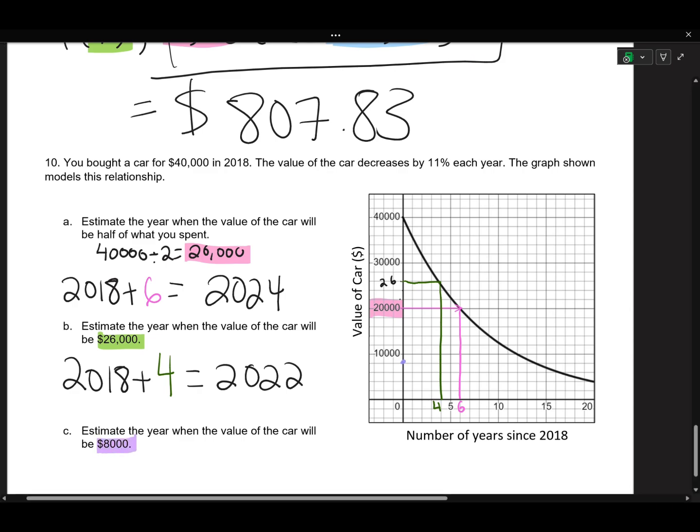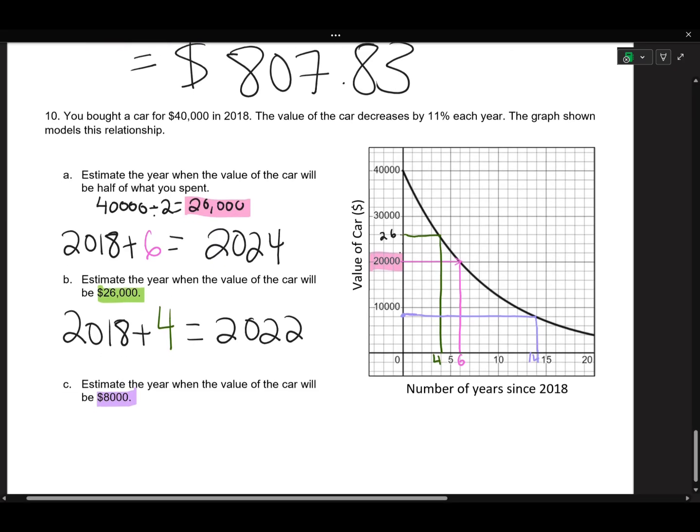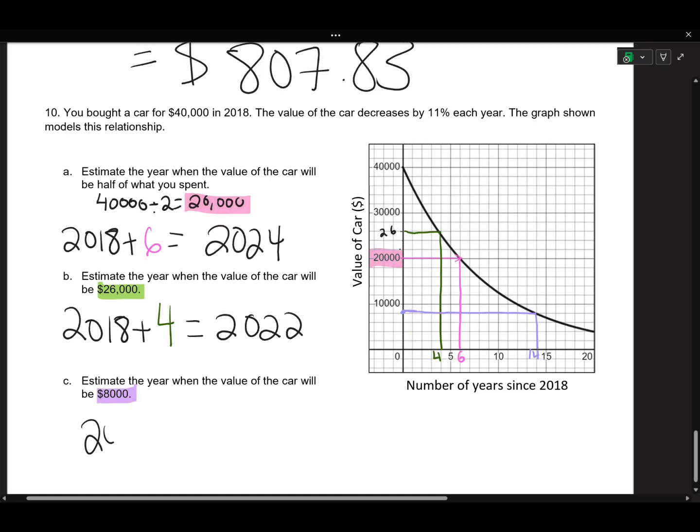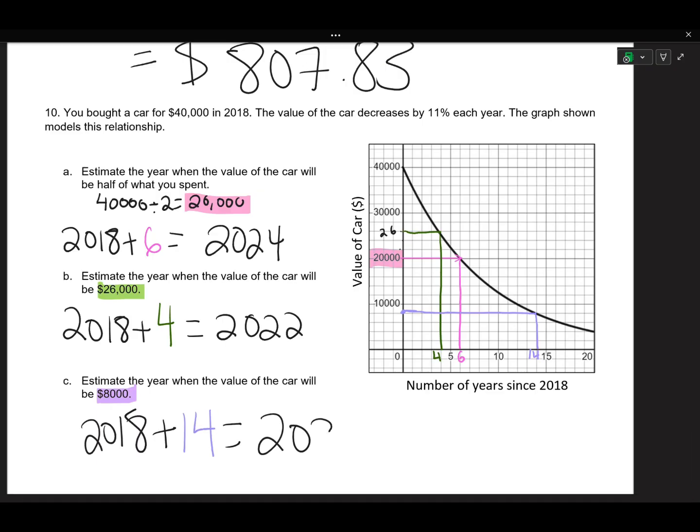8,000 is right here. Oh, looks like it's year 14. Let's find out what actual year that is, because 14 is, it was a year, but none of us were alive back then. It would be the year 2032.